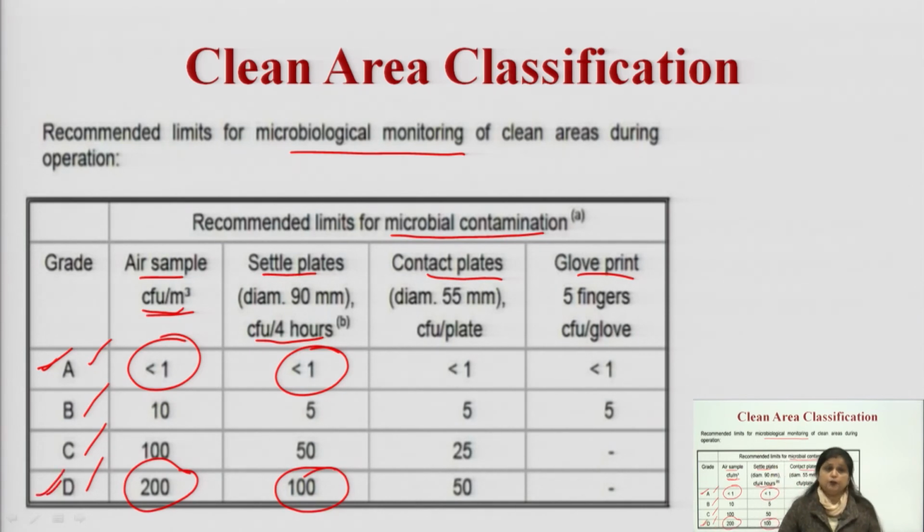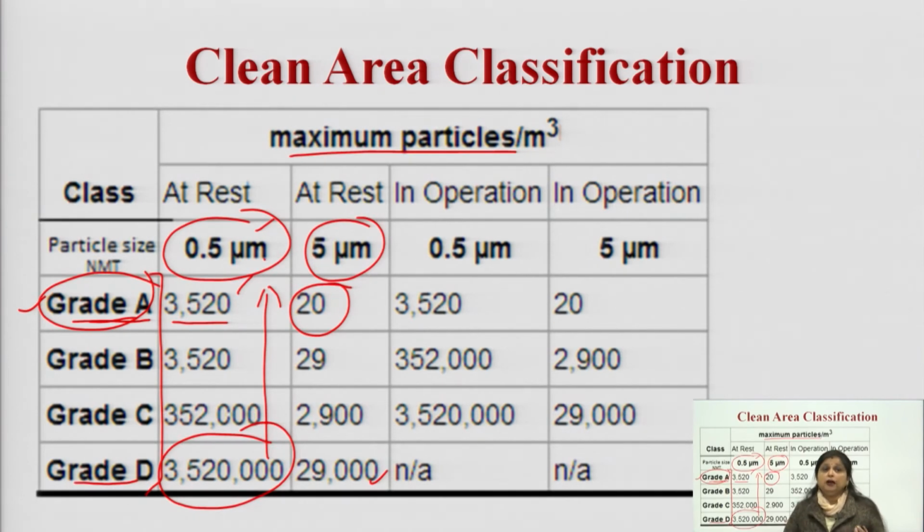The area which will be having a large number of microorganisms will be grade D, and the area which will be having less than 1 microorganism will be graded as grade A, that is the aseptic area, which will be free from microorganisms and free from dust particles. So, this table is based on microbial contamination, and the previous table was based on particle contamination, that is dust particle contamination.